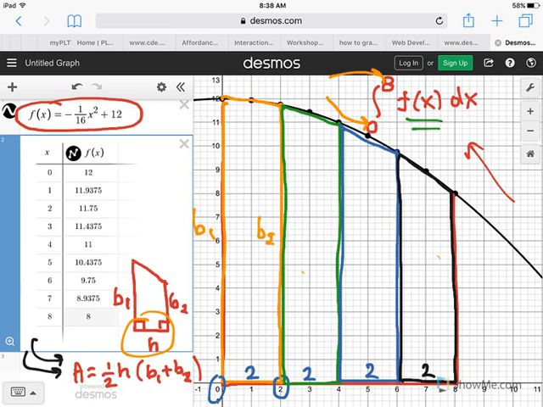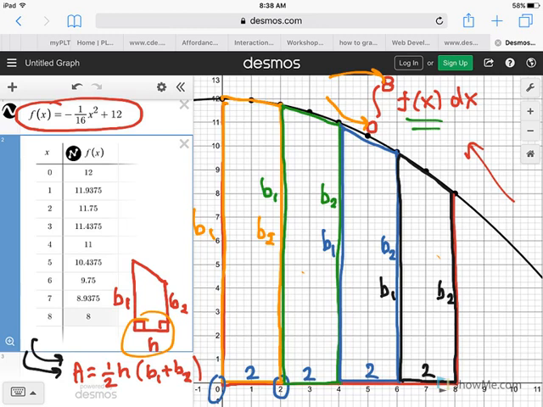What about the second trapezoid? Well, we have base 1 here, and then we have base 2 here. What about the third trapezoid, the blue one? Well, this would be base 1, and this would be base 2. What about the fourth trapezoid, the black one? That would be base 1 here, and this would be base 2 here. So when we find the area, we're going to do this.